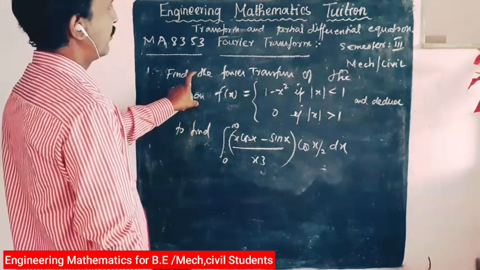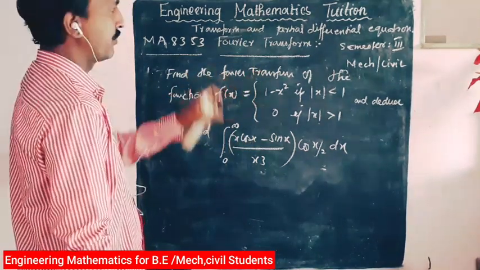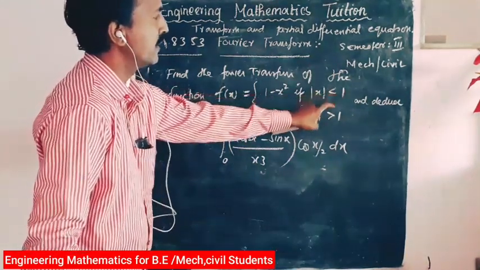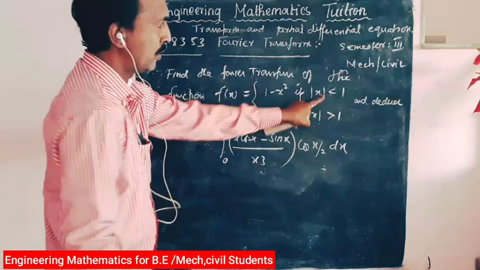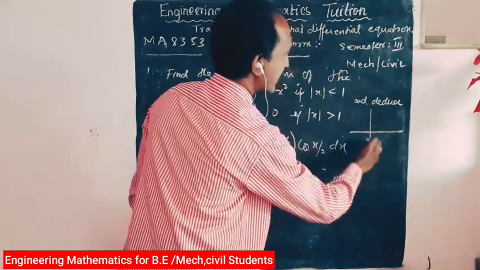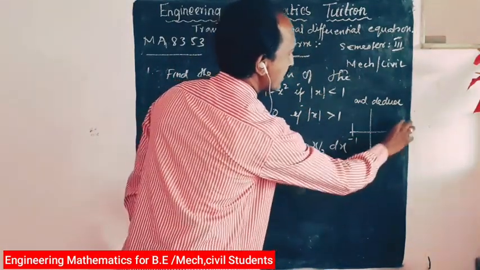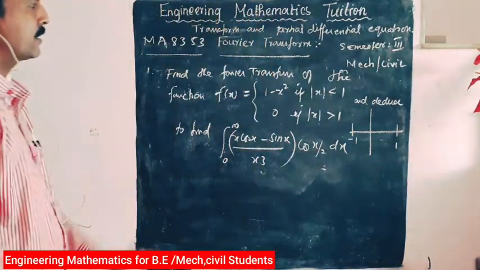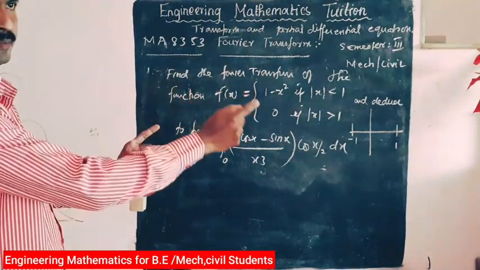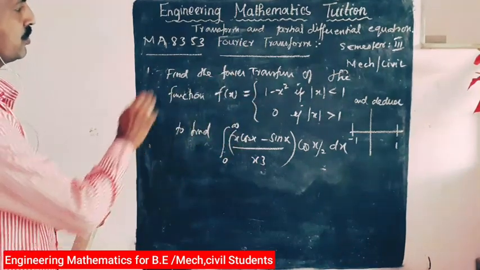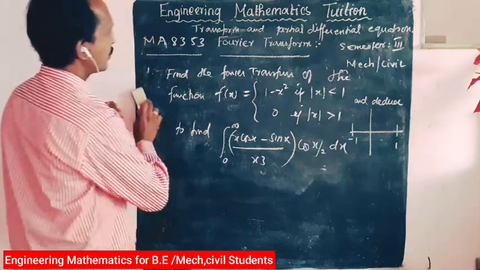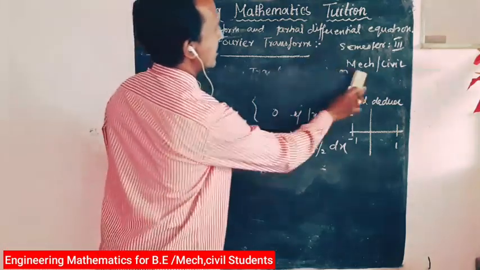This is a Fourier transform of this given f of x. Since mod x is less than 1 means x varies from minus 1 to plus 1. Here the range, this is minus 1, this is plus 1. So mod x is less than 1 means x lies between minus 1 to plus 1 and other value is 0. So first step, first apply the definition of this Fourier transform.